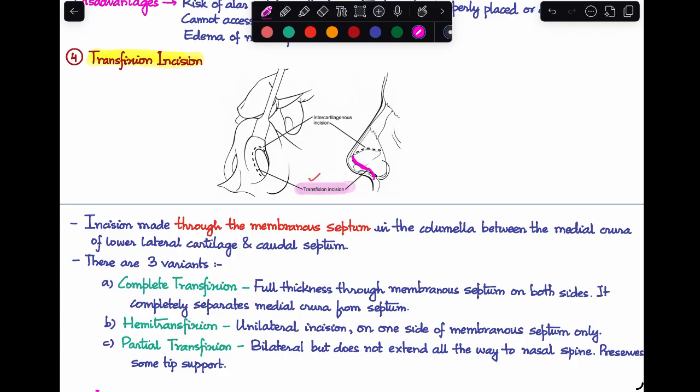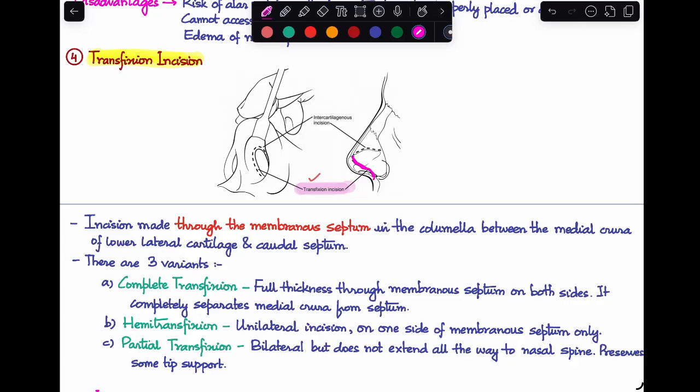To understand more about the septal anatomy, the different parts of the septum, it's not just the bony and the cartilaginous part. We have our columnar septum, we have the membranous septum, and then we have the osteocartilaginous part of the septum. To learn more about the anatomy of the septum, I have a separate video; you can check it out there. So here we are making an incision through the membranous septum in the columella.